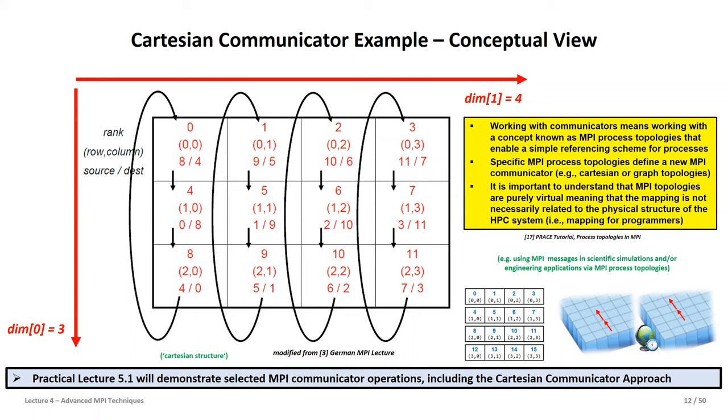Although, in a way, you have to understand that this is a virtual topology. This is a Cartesian or graph topology, in a way, but it has nothing to do necessarily with the physical structure of your HPC system. We're now talking about the cores. We discussed already in the scheduling that I scheduled basically more cores than the node had available, and then I was just using two nodes.